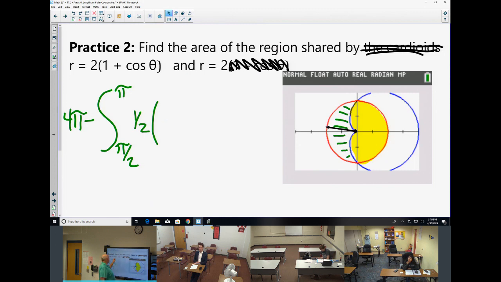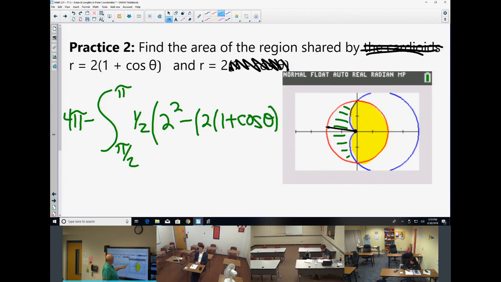Okay? So the red is the 2, R equals 2. So it's going to be 2 squared minus the inside radius, which is the blue, 2 times 1 plus cosine theta, squared. And then d theta. All right, so see if you can put that in your calculator and get an answer.